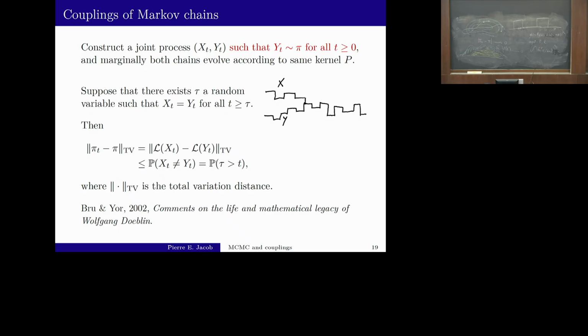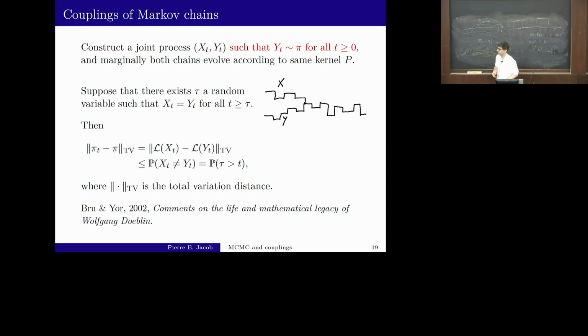So you have an upper bound on the quantity of interest here, the distance to stationarity, in terms of the survival probability of the meeting time, or 1 minus its CDF. So then it's a question of analyzing that meeting time. It turns out to be much easier than the original problem in many cases.